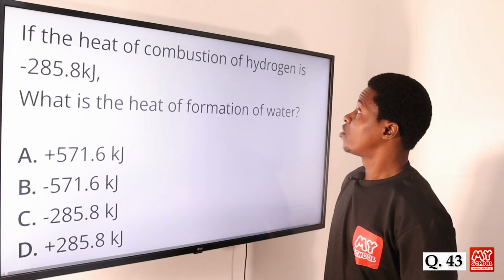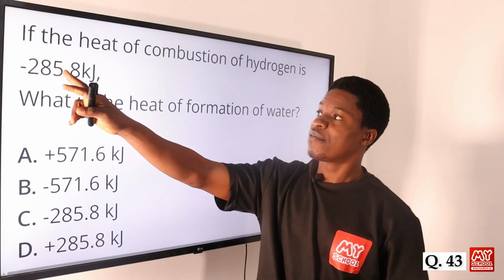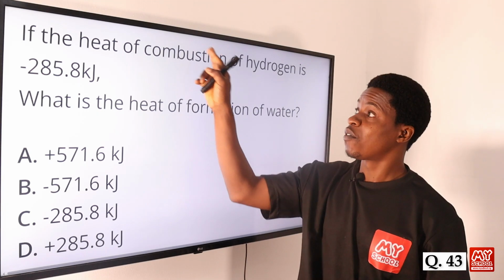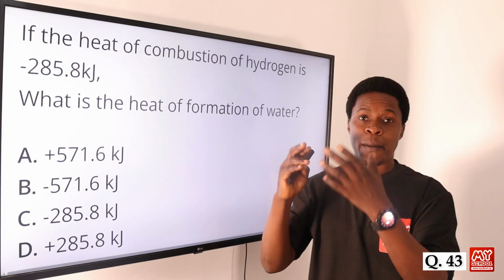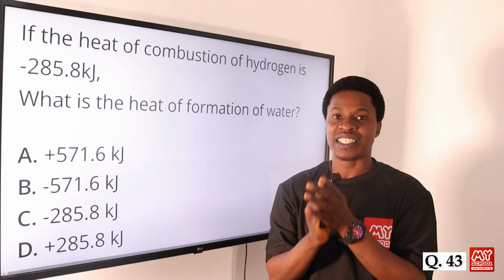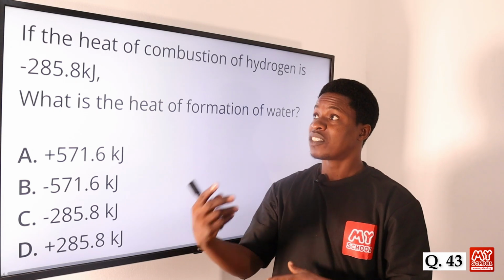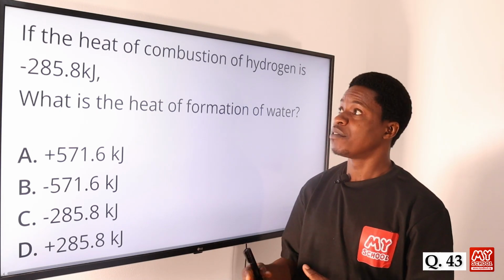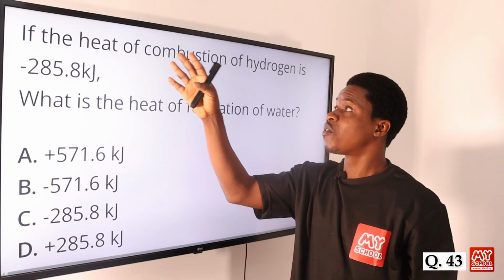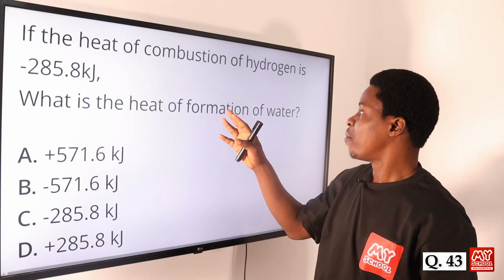If the heat of combustion of hydrogen is minus 285.8 kilojoules, which means the heat of combustion. Heat of combustion is the amount of energy that is released when a substance is burnt in air. When we say air, we're talking about oxygen. The amount of energy that is released at that point is what we call the heat of combustion. And then we're asked to find the heat of formation of water.